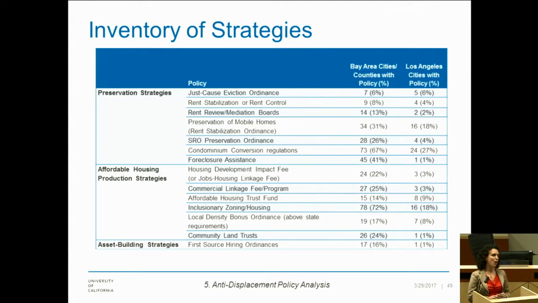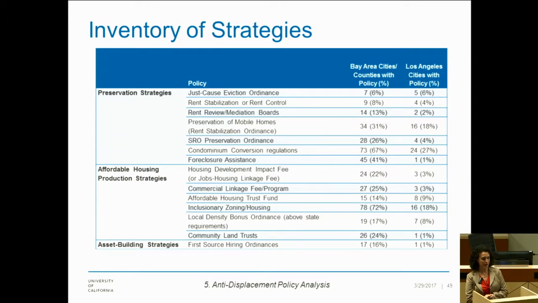And we looked through all of the municipal codes, the housing elements, and their plans to see what policies are on the books in these places. So again, just taking a step back, we looked at preservation strategies, affordable housing production strategies, and asset building strategies, these 13 to 14 strategies in each. And there are some strategies on the books, and again, this is what's on the books, not necessarily what's being implemented or enforced. But really, what we see is a dearth of policies and strategies.